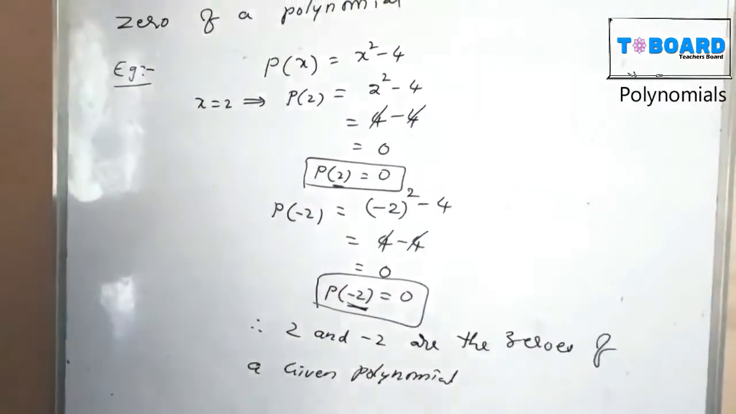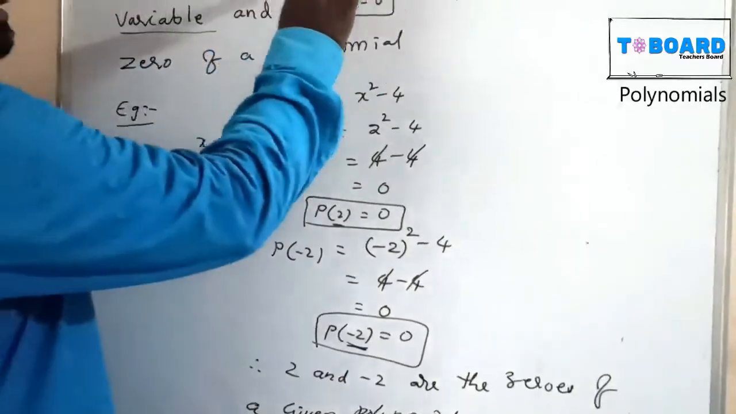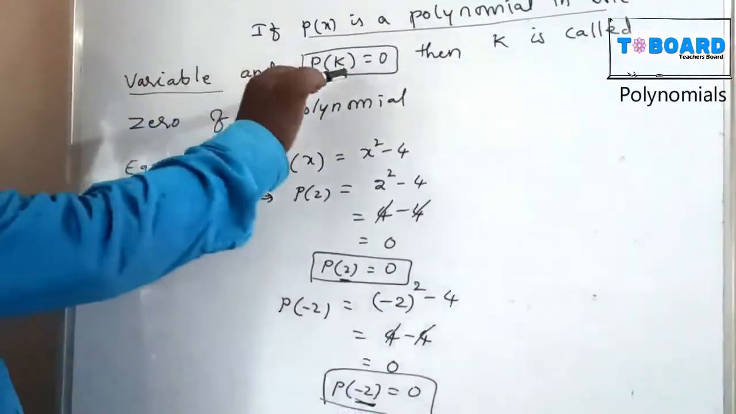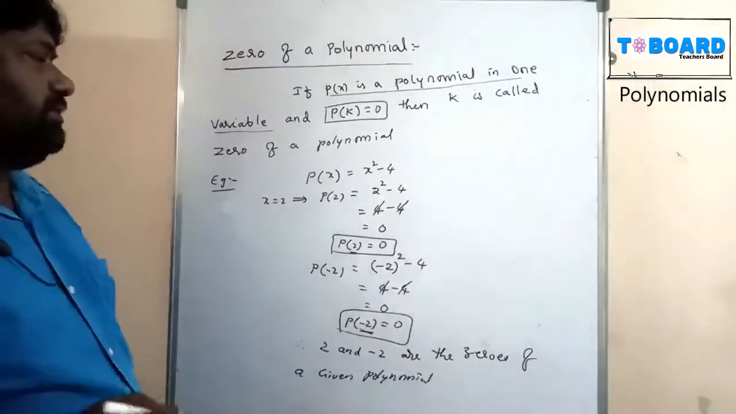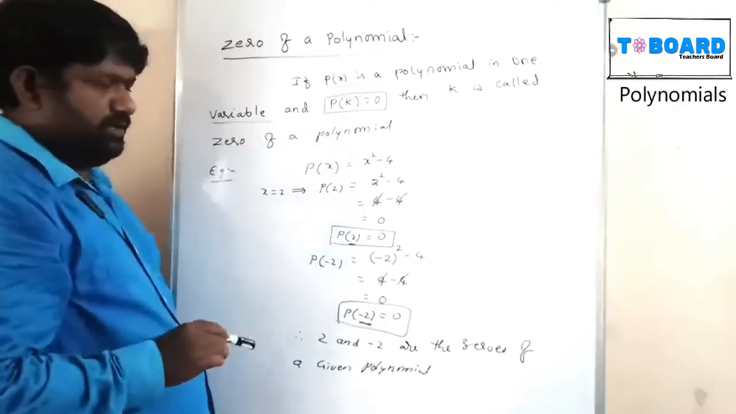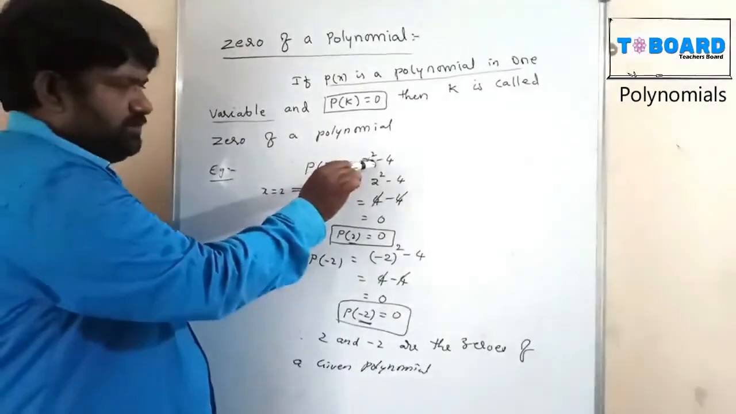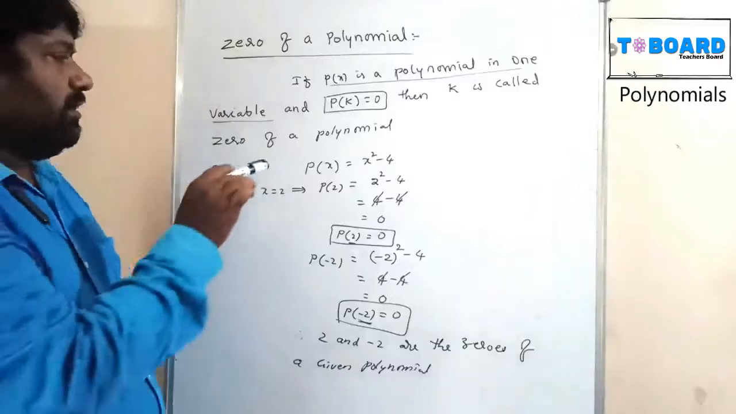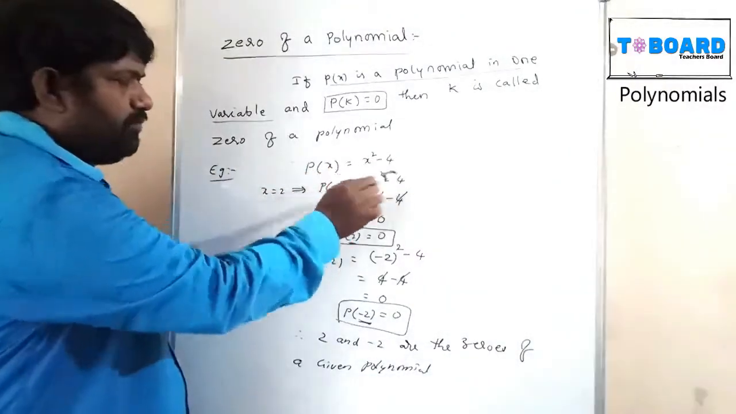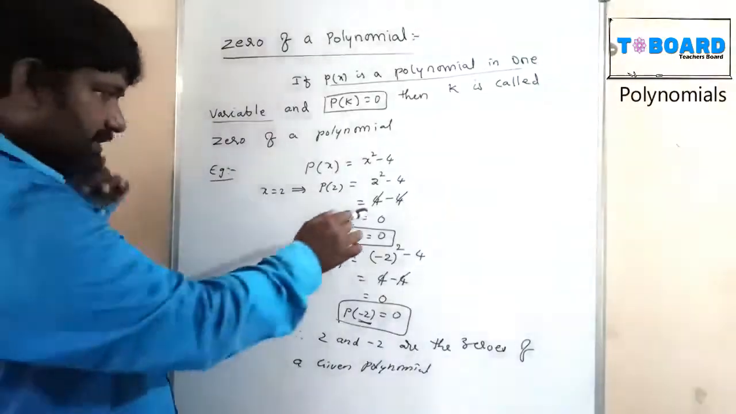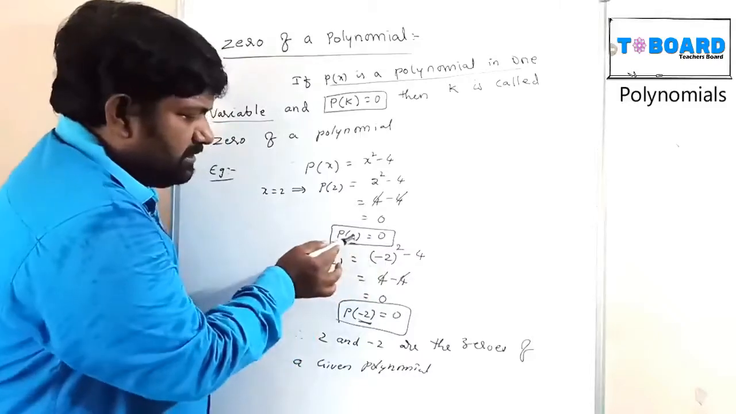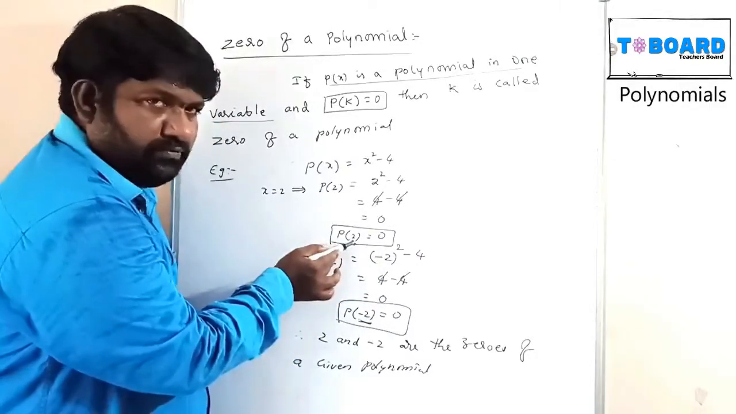Okay, zero of a polynomial means p of x is a polynomial in one variable only, and p of k equals 0, meaning the result is 0, then k is called a zero of a polynomial. Suppose p of x equals x square minus 4, x equals 2. For example, p of 2 equals 2 square minus 4, 4 minus 4, 0. P of 2 equals 0, and the answer is 0, so 2 is a zero of the polynomial.